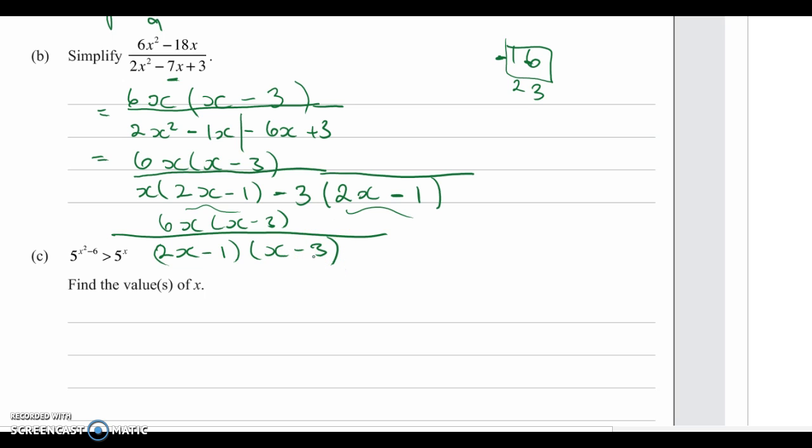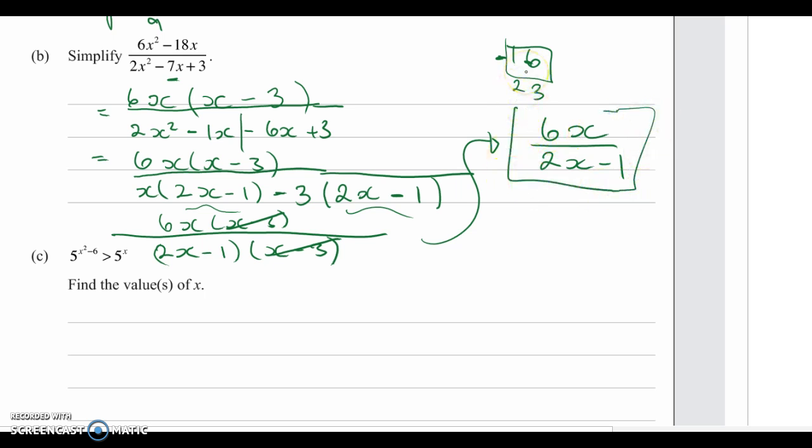Okay, so I've factorized that, and then now I can simplify those. So I'm left with 6x over 2x minus 1. And there is nothing I can do with that. So that is it in its simplest form.